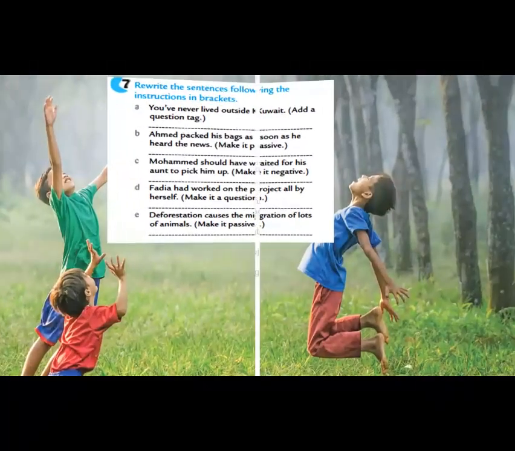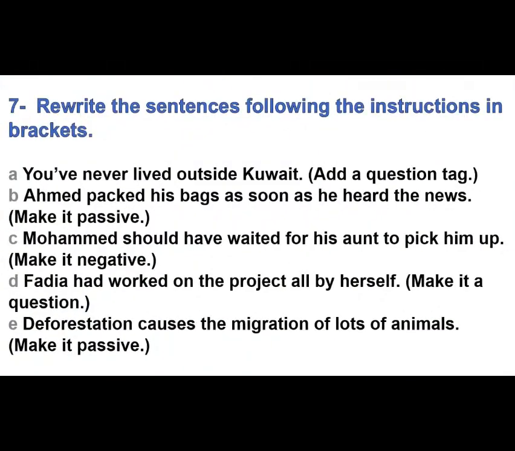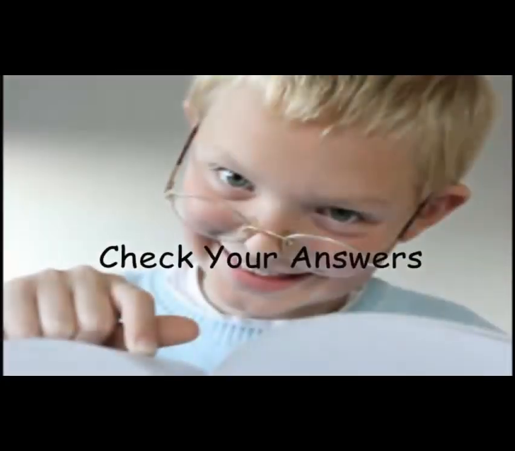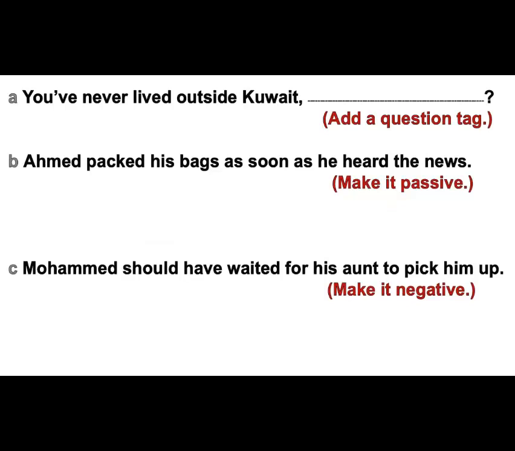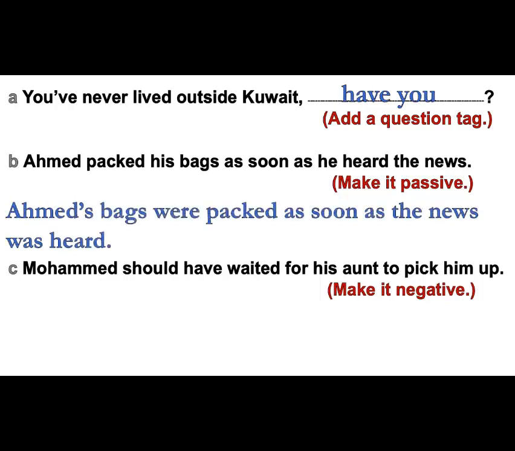Exercise number 7. Rewrite the sentences following the instructions in the brackets. Let's now check the answers. Sentence A. You've never lived outside Kuwait. Add a question tag. The answer is, have you? Sentence B. Ahmad packed his bags as soon as he heard the news. Make it passive. The answer is, Ahmad's bags were packed as soon as the news was heard.